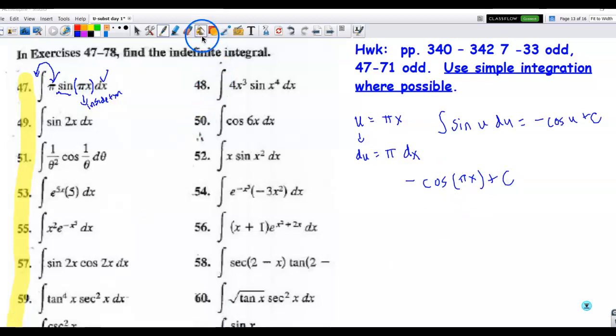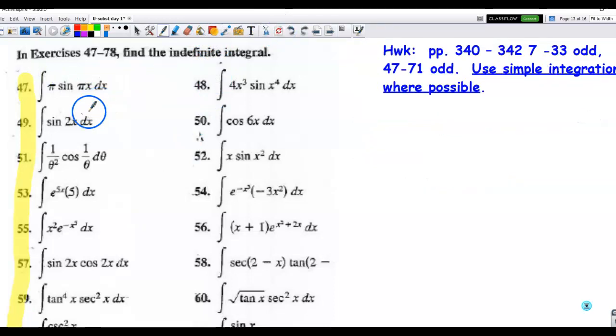All right, that's 47. Let's go on to 49. In number 49, same thing. Now, I may not work these all the way out because of time, but the inside function is 2x. The derivative of 2x is 2 dx. I don't have a 2 over here in my problem, so I'm going to divide that to the other side just like I did before, and that gives me dx.